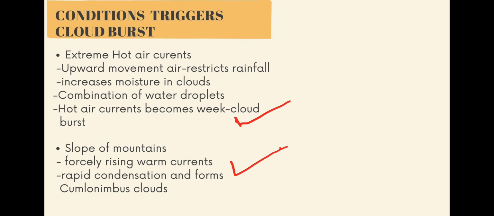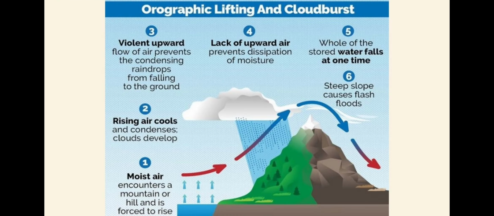Now moving to the impact due to the cloudburst. You can see here I have put a diagram to understand how this is happening, the orographic lifting and the cloudburst. First, in the first stage, the moist air encounters a mountain or hill, and it is forced to rise through the slopes of the mountains. Rising air cools and condenses and clouds develop. This is near the region of the clouds where the condensation takes place.